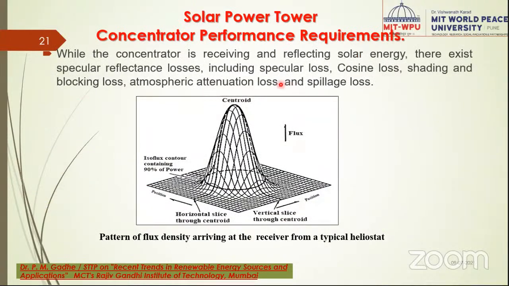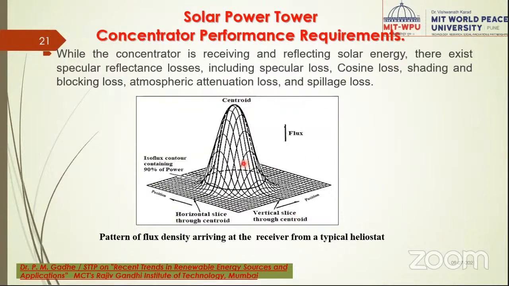Now this is the solar power tower concentrator performance requirement. If you can see, when we are focusing a single heliostat on the receiver, the flux density distribution is not such that we get a point focus, where all the solar radiation is focused on a single point and you get the maximum temperature there. That is not the condition.